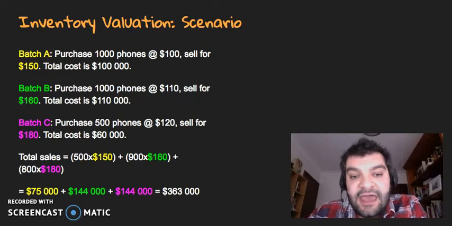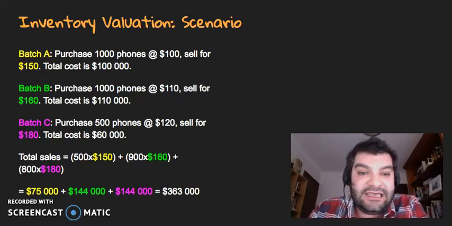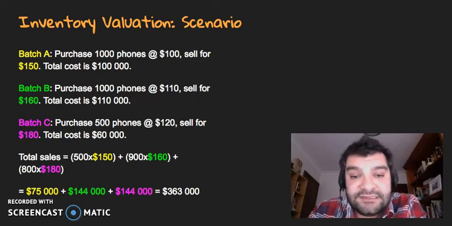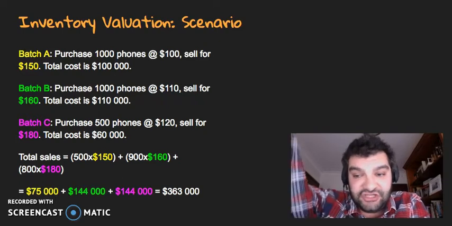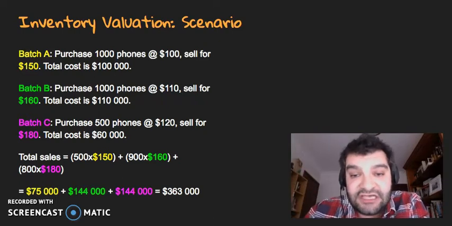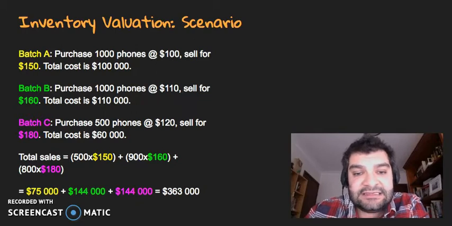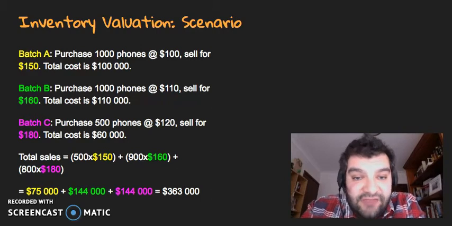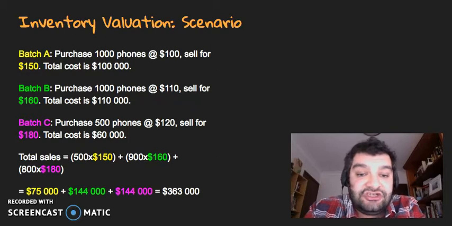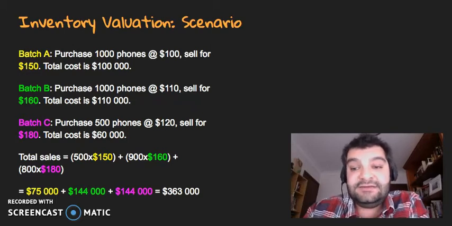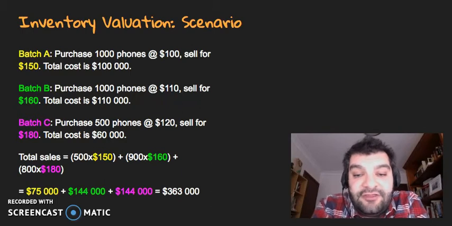And then in March, they bought batch C. So they bought 500 mobile phones for $120 each. So the cost of buying them has eventually gone up to $120 each. And they sold them, though, for $180 each. Now, the total cost of buying all those phones is $60,000. So 1,000 times 100 gave 100,000, 1,000 times 110 gave us the 110,000, and 500 times 120 gave us the 60,000. Now, I've color coded it on the bottom of the slide there.